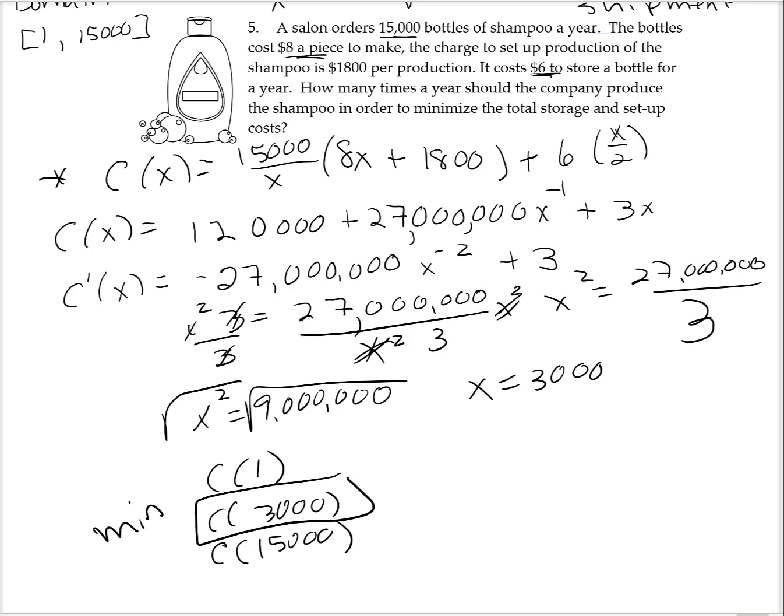Back to the question. The question said, how many times a year should the company produce the shampoo in order to minimize the total storage and setup? So we want to know how many times a year. So remember, we want 15,000 altogether. We're ordering 3,000 at a time. So this says 5 shipments per year.